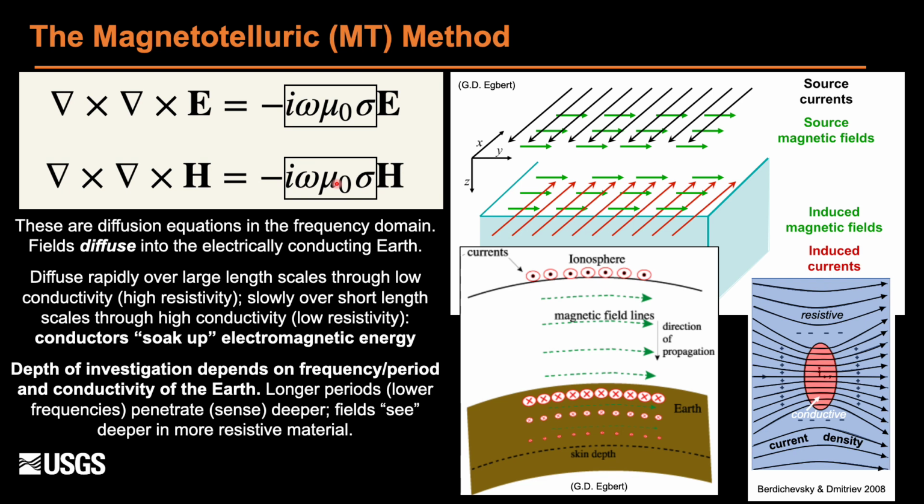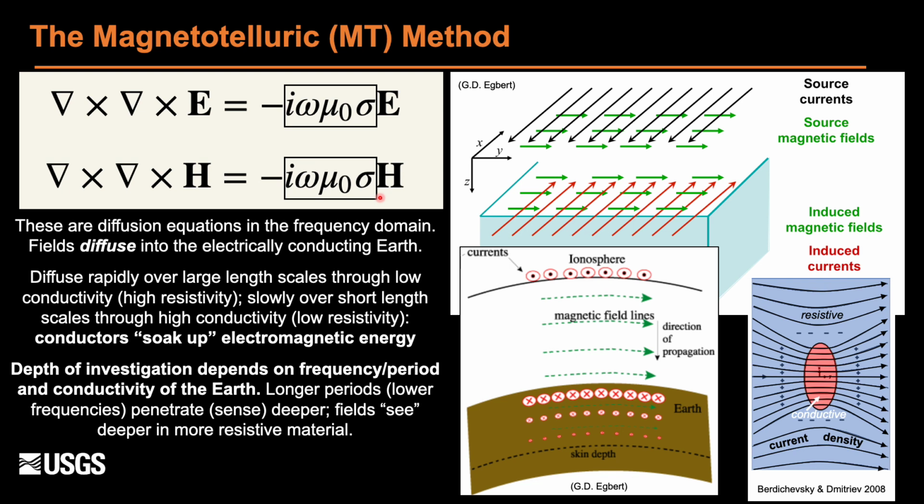Now, in contrast, for high conductivity or equivalently low resistivity Earth, the fields will diffuse slowly through the Earth over comparatively short length scales. This is because high conductivity materials absorb and attenuate, or effectively just diffuse away, electromagnetic energy much more than low conductivity materials. This is one important aspect of the MT method.